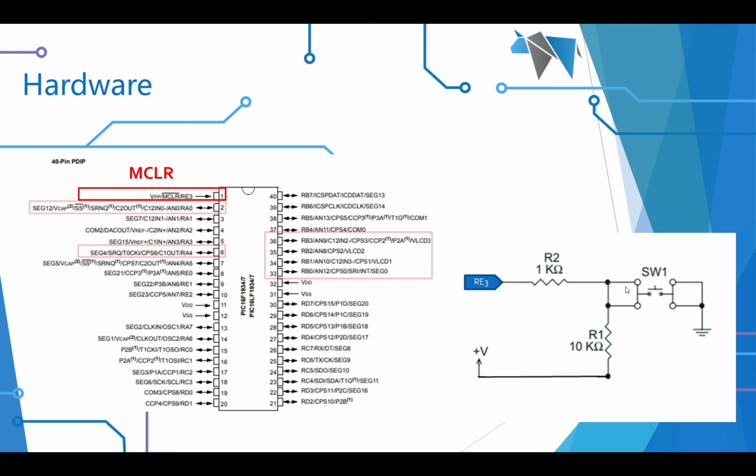We can make it an input by changing a particular characteristic of the chip.